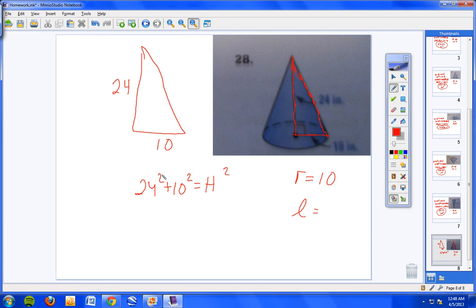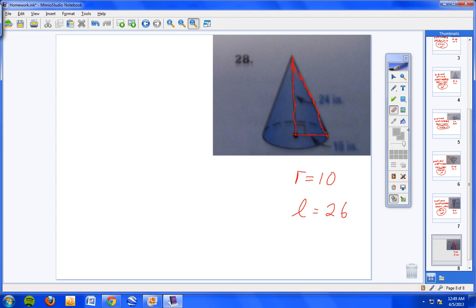And we would get 676. If you square the 24 and then square the 10 and add the two numbers together, you will get 676. And the square root of 676 is 26. So 26 equals l. So your slant height right here, this hypotenuse, is going to be 26. So L equals 26. Now I'm getting ready to erase this. If you want to pause the video and back it up, feel free to do that. We're going to go ahead now and find the surface area of this cone.